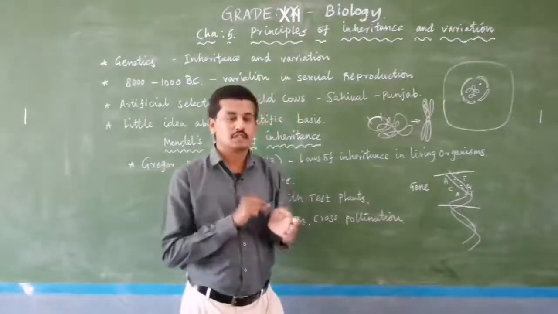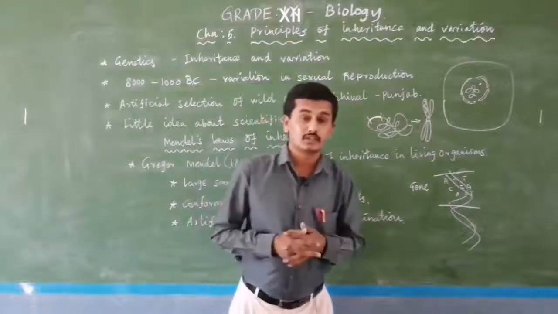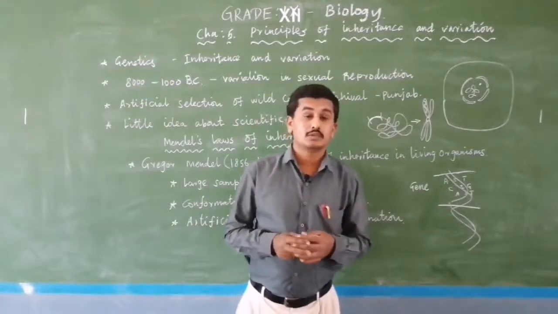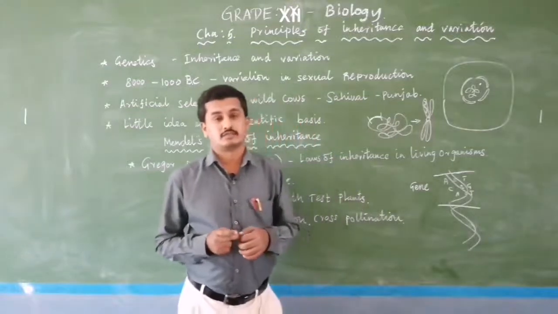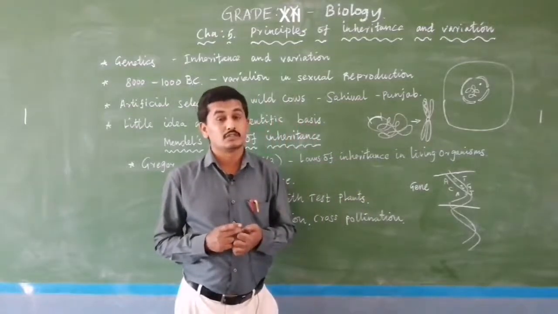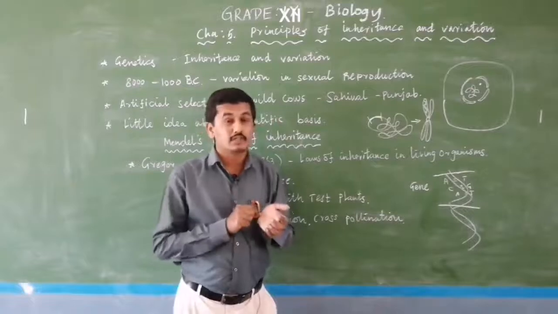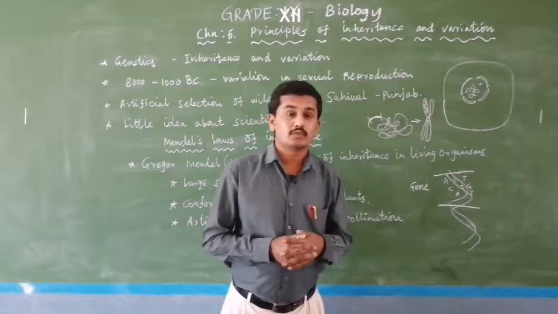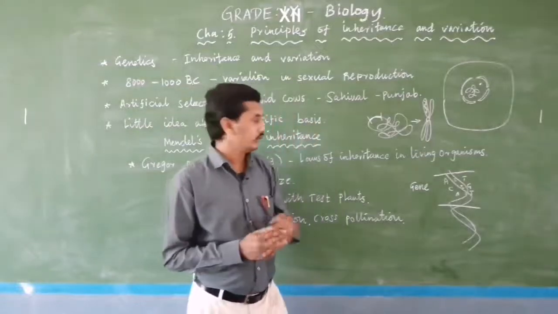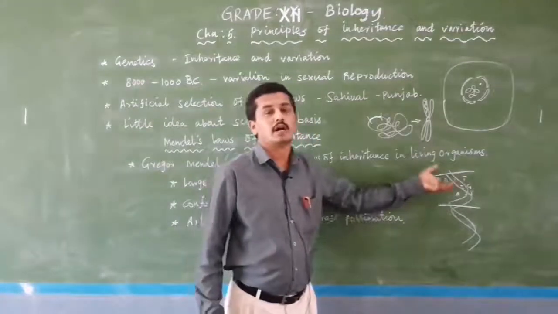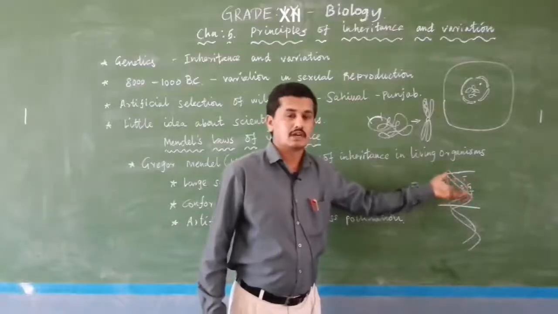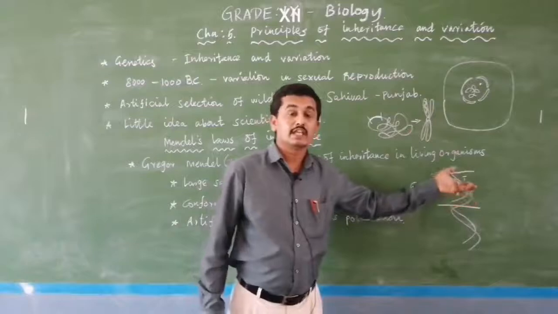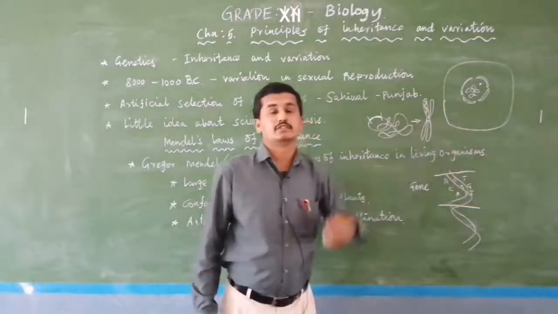Normally, a single human cell contains approximately 25,000 to 30,000 genes, not one or two genes. Imagine, one single cell contains 25 to 30,000 genes. Genes are the part of DNA which control the character, which inherit the character from one generation to the next generation.